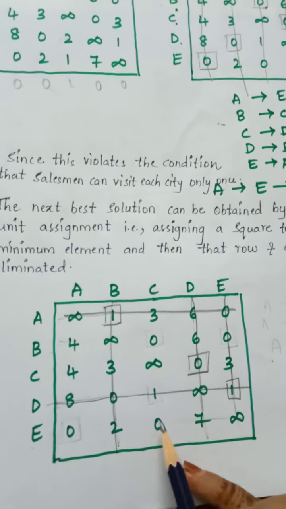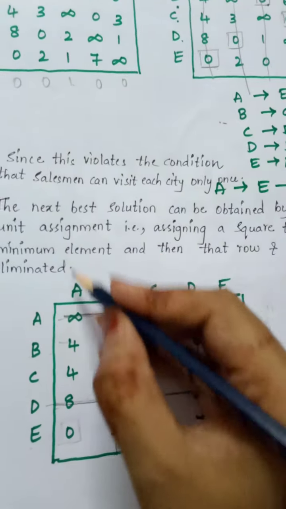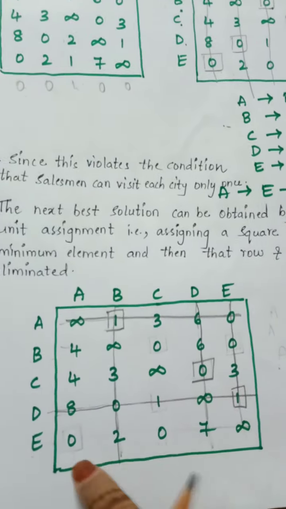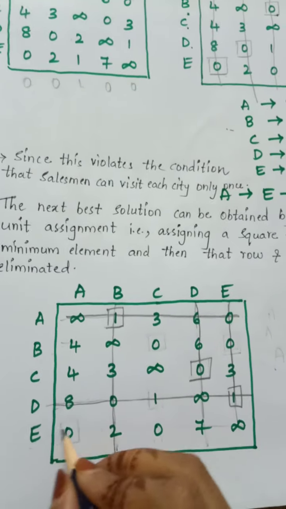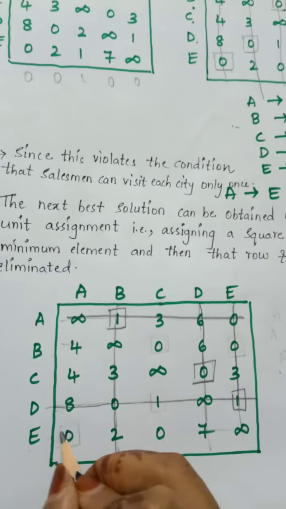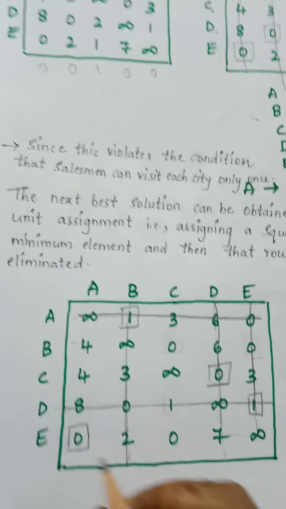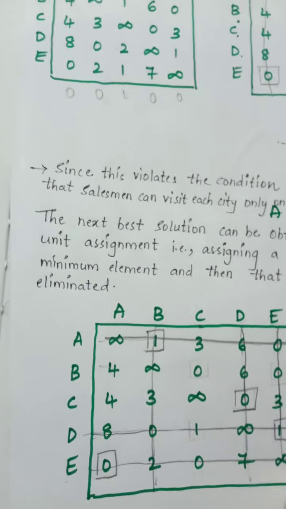No, there are still 2 or 3 zeros remaining students. Next we have to do the column scanning. We have done the row scanning. Next step is to do the column scanning. Starting from the first column, there is only 1 zero in this column, so give a square mark to this zero and draw a horizontal line crossing that zero.